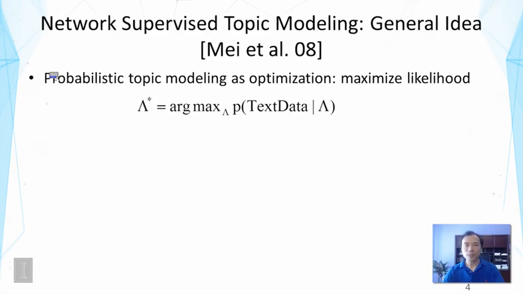So the general idea of network-supervised topic modeling is the following. Let's start with viewing the regular topic models like PLSA or LDA as solving an optimization problem. Of course, in this case, the optimization objective function is the likelihood function. So we often use the maximum likelihood estimator to obtain the parameters. And these parameters would give us useful information that we want to obtain from text data, for example, topics. So we want to maximize the probability of text data given the parameters, generally denoted by lambda here.